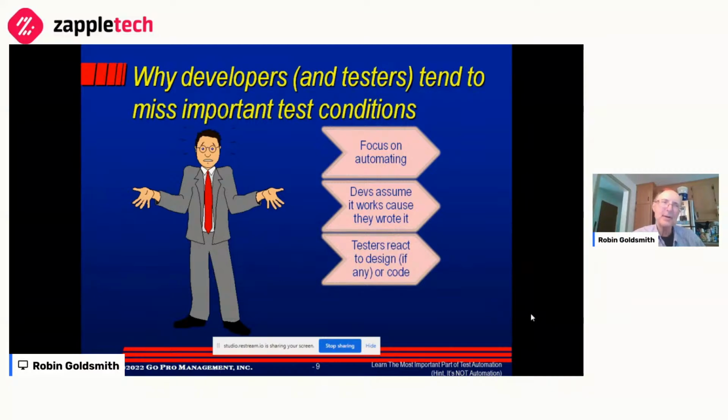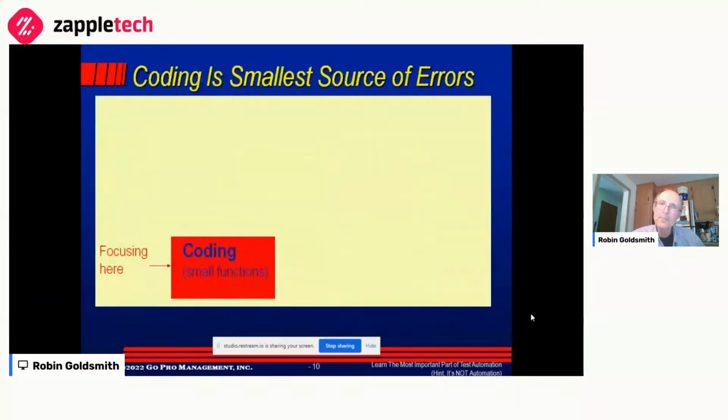Now, testers are also poor at identifying test conditions, in part because what they are often doing is reacting to what's in the design or simply in the code. Okay. So if all you are doing is executing the code as it's written, what are you missing? Anything that's not in the code that ought to be there, anything that's in the code that's incorrect. Okay. And by and large, the errors are in the design.